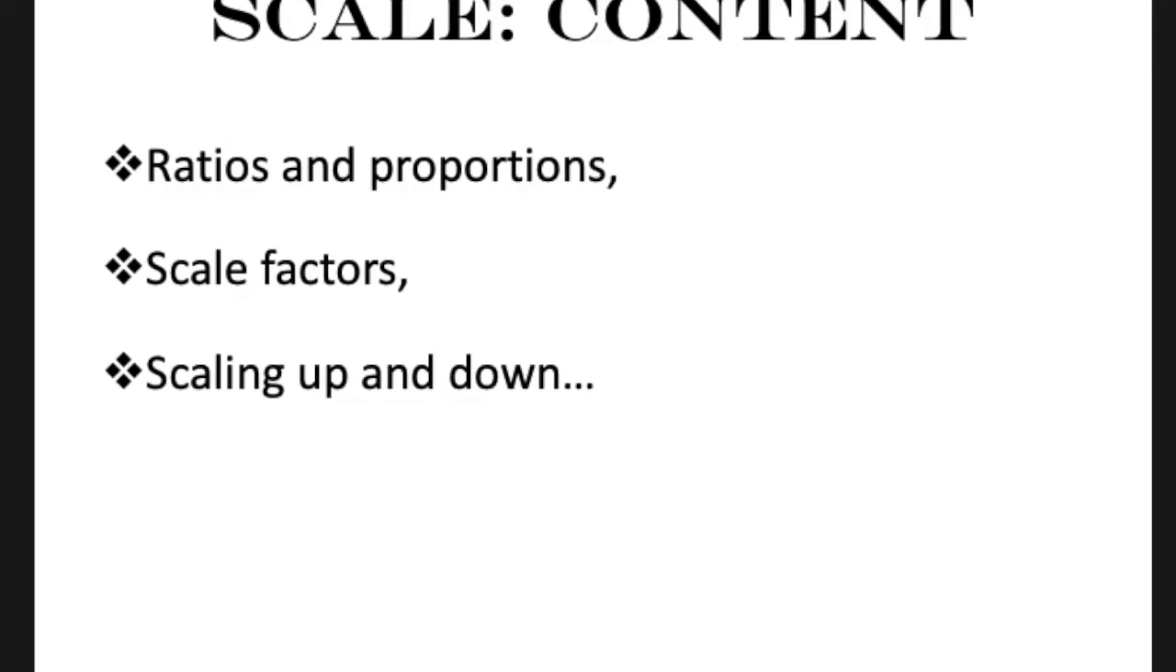Hey guys, so today we are continuing with this topic on scale. Last time we covered ratios and proportions, and now we're doing scale factors, and we will do scaling up and scaling down next week, but we will start it today. We'll just go into it in a bit more detail next week, this last part.